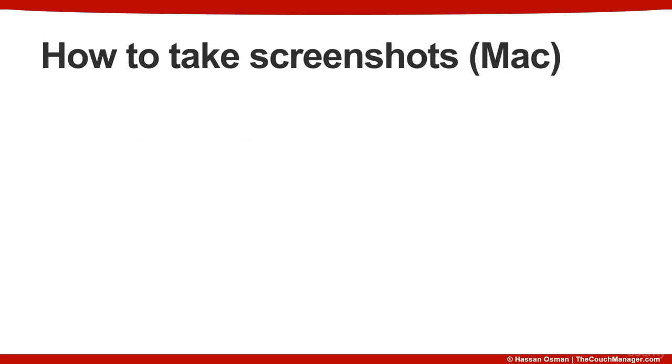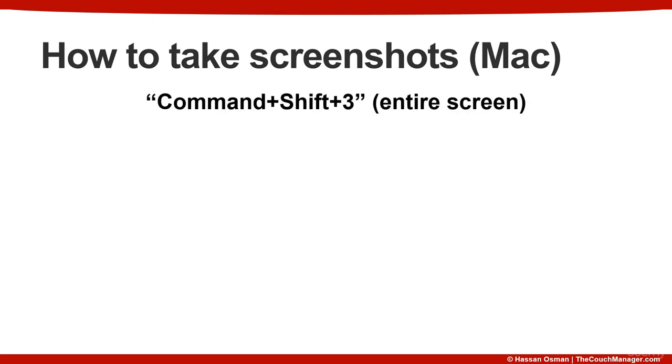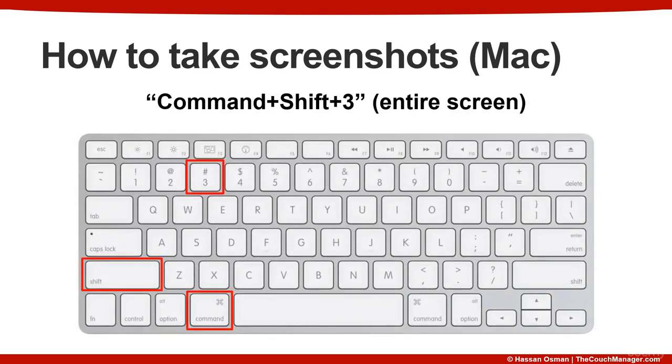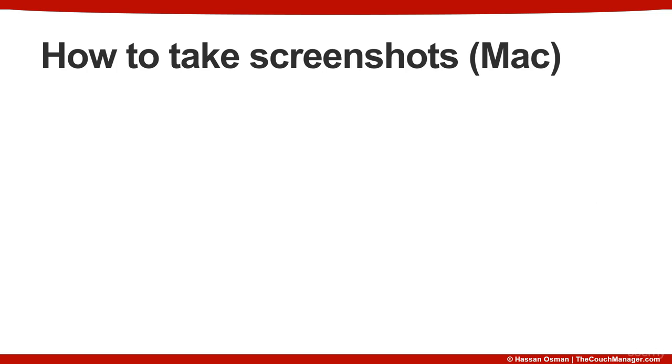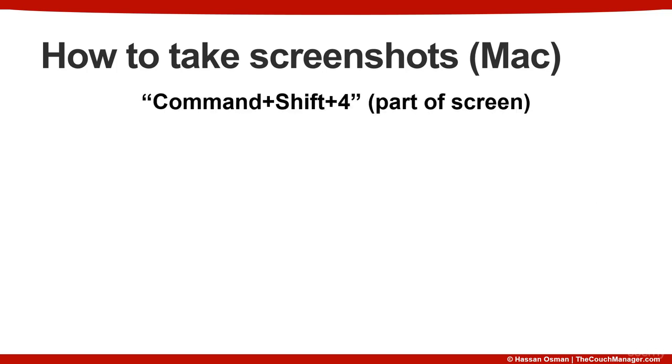Okay, so here's how to take screenshots if you're using a Mac. One way is to use the Command plus Shift plus 3 buttons on your keyboard. And that takes a screenshot of the entire screen. So whatever you're seeing on the screen, if you hit Command Shift 3, you're going to get an entire screenshot of what you're seeing. Another way is to use Command Shift 4.